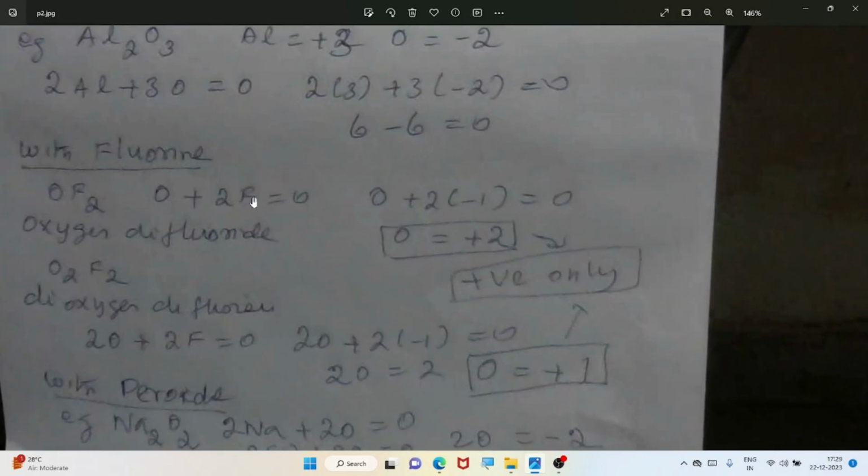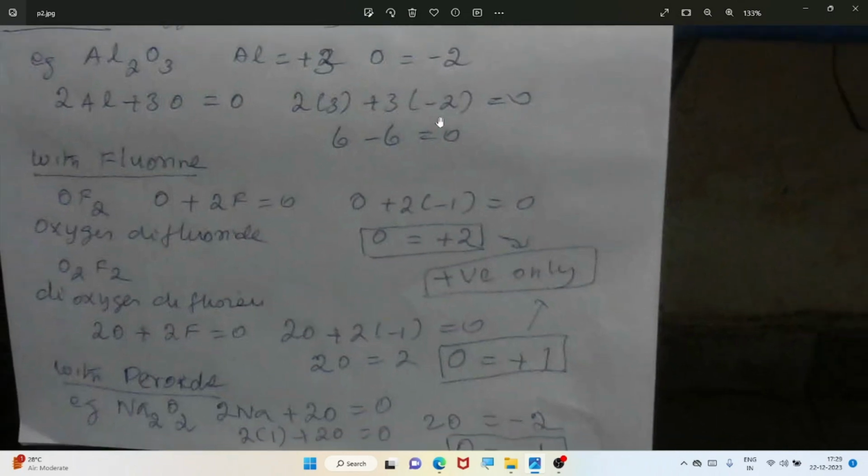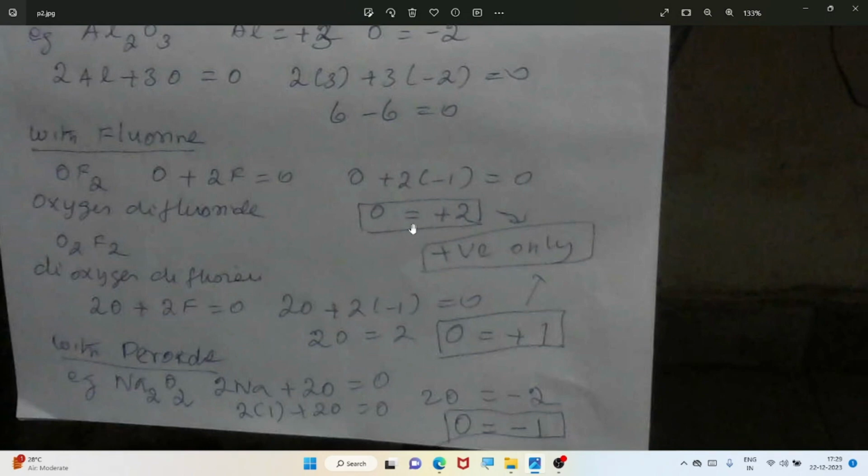Fluorine has -1. So in the compound OF2, O plus 2F equals 0, F is -1, so the oxygen is +2 here. Normally it is -2, but in this compound it is +2. With fluorine, the oxidation number of oxygen is positive, because fluorine is negative, so oxygen has to be positive. In the compound O2F2, the oxygen is +1. So there are two different oxidation states with fluorine here.